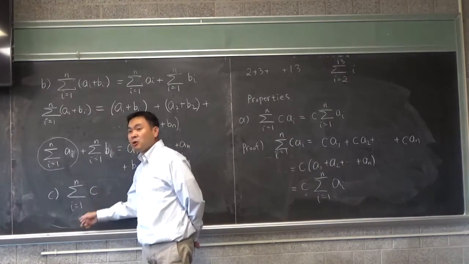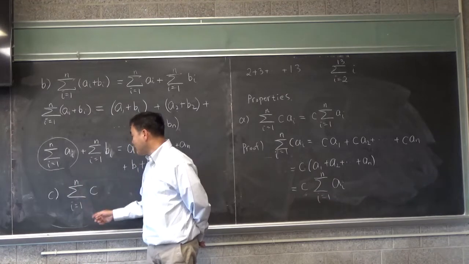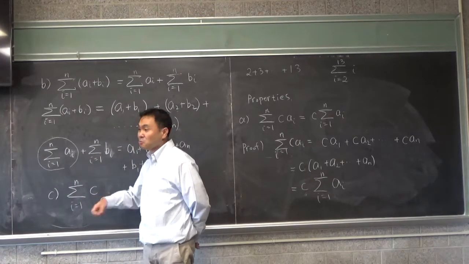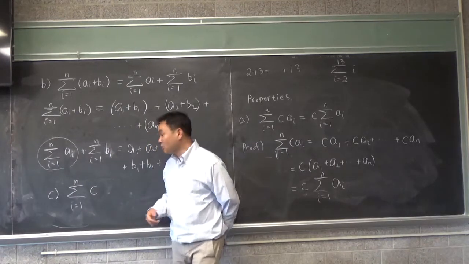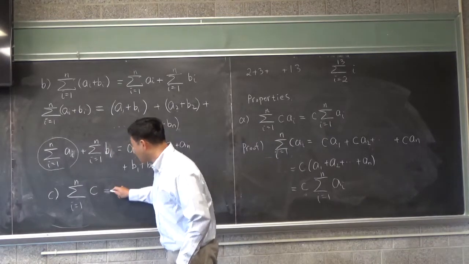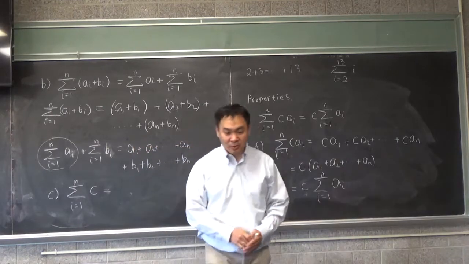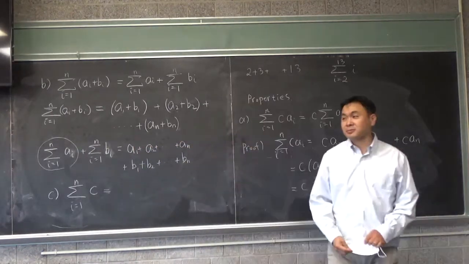So whether I is 1 or 2 or 3 or until n, it always produces c. Just produces c repeatedly, and you're adding them. Okay, so give me a formula that you're going to get if you did this. Great. So let me give you some time to do that.